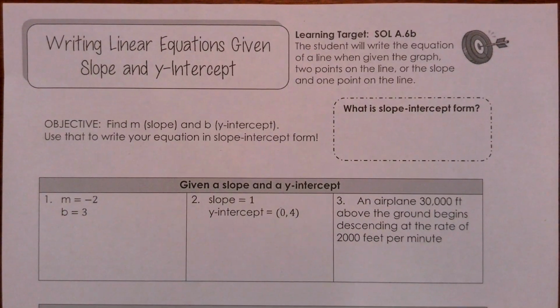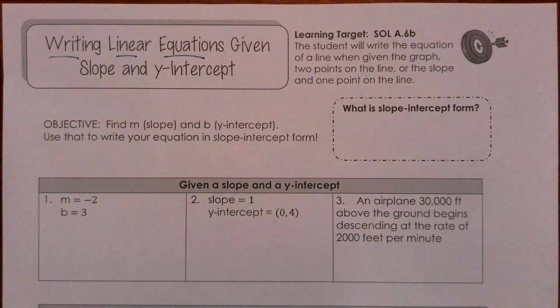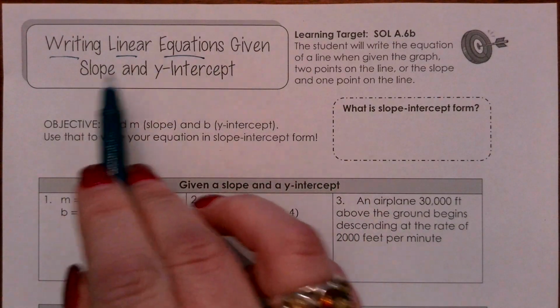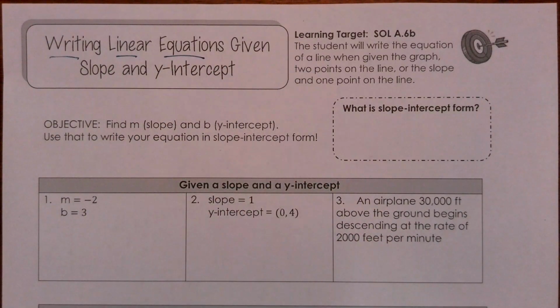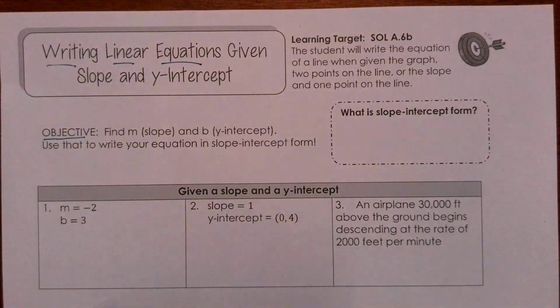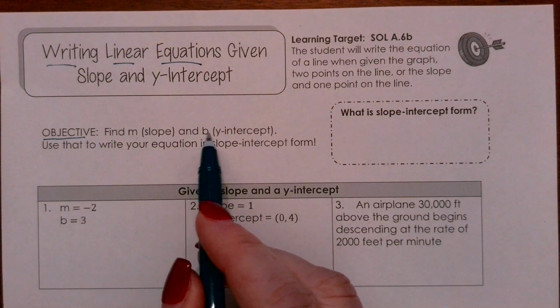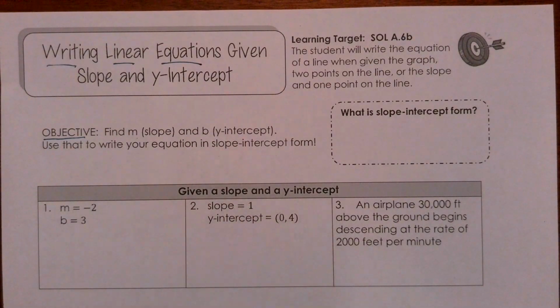We're beginning our unit on writing linear equations. Today, we will be focusing on writing linear equations if we are given the slope and the y-intercept. So what's the objective? What are we trying to do here? Well, first we want to find m, or the slope, and we want to find b, or the y-intercept, and write our equation in slope-intercept form.